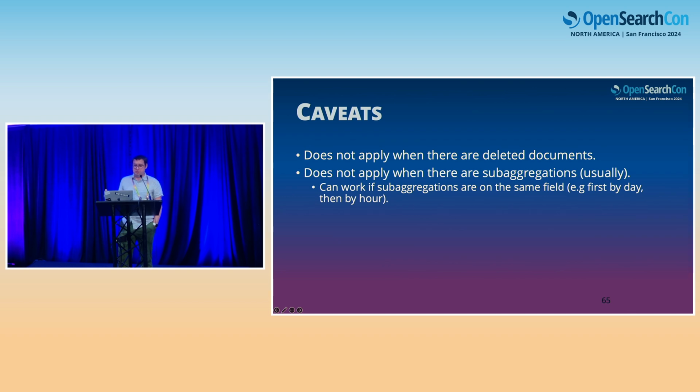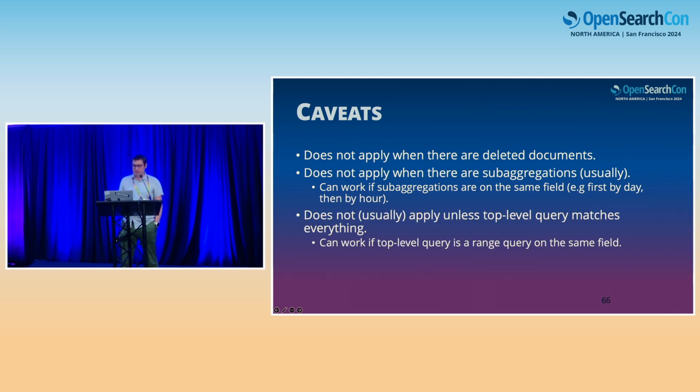We also can't use them with sub-aggregations. When you have an aggregation underneath another aggregation, it's hard to count the intersection between them. The exception is if, say, you're doing a per hour aggregation, then underneath that you're doing a per minute. You could do a sweep and count up both buckets, so that's okay.